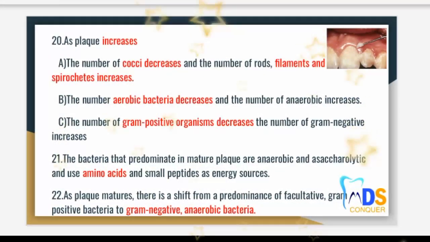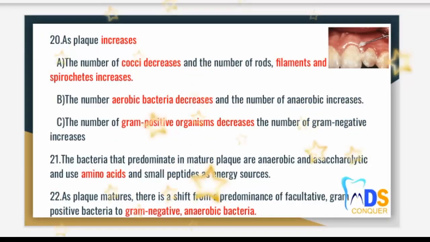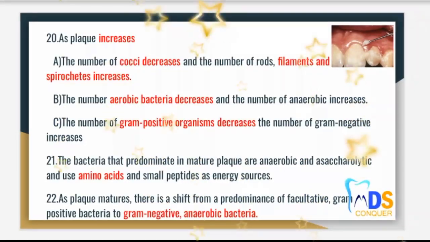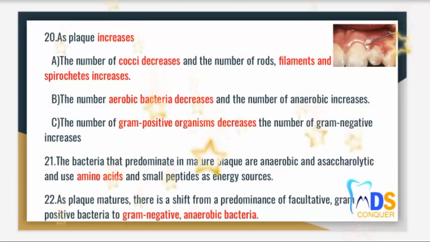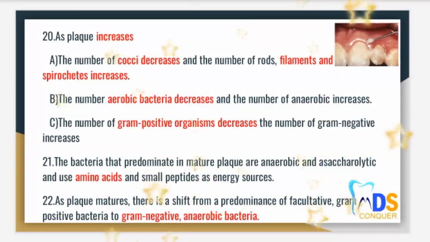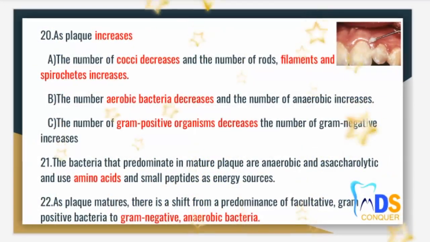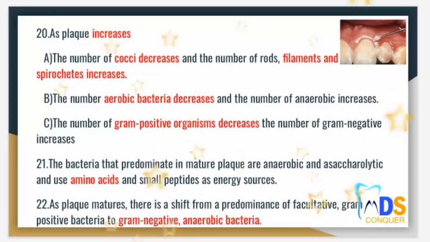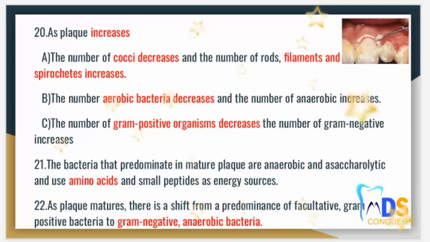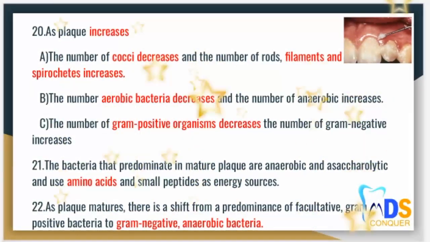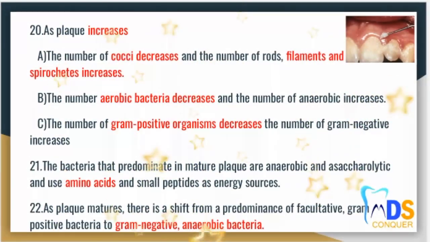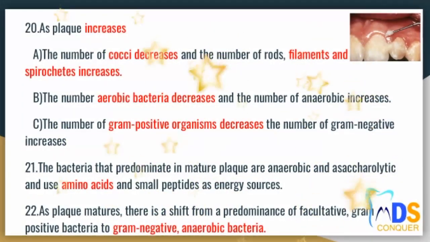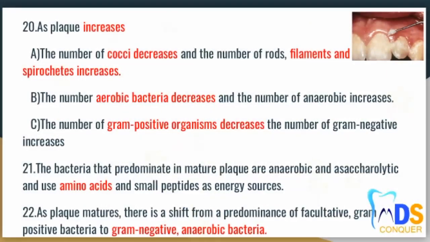Number 20. As plaque increases, the number of cocci decreases and the number of rods, filaments and spirochetes increases. The number of aerobic bacteria decreases and the number of anaerobic bacteria increases, and also the number of gram-positive organisms decreases and the number of gram-negative organisms increases. Number 21. The bacteria that predominate in mature plaque are anaerobic and asaccharolytic and use amino acids and small peptides as energy sources. Number 22. As plaque matures, there is a shift from a predominance of facultative gram-positive bacteria to gram-negative anaerobic bacteria.